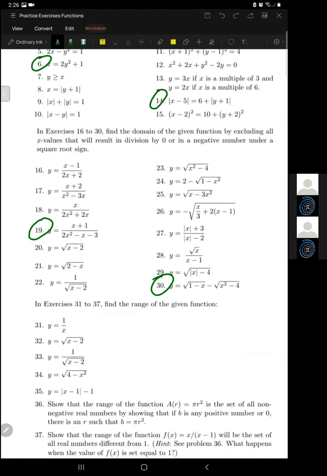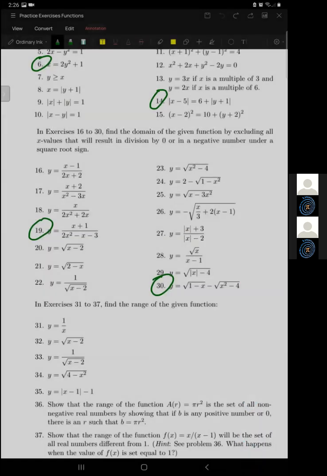Okay, gawin natin to, domain of a function. So you just have to consider those x values that will result in division by 0 or in a negative number under a square root sign. Remember, you cannot divide by 0 and you cannot have a negative number inside the square root, or a fourth, sixth, or any other radical with an even index. So you just have to exclude those values. Okay, so let's try.